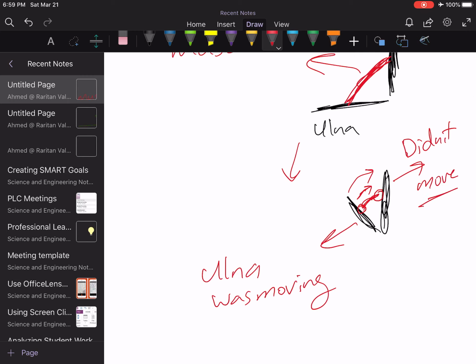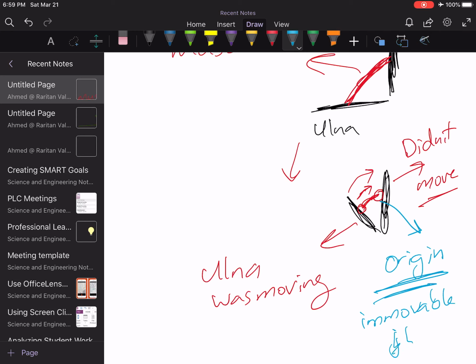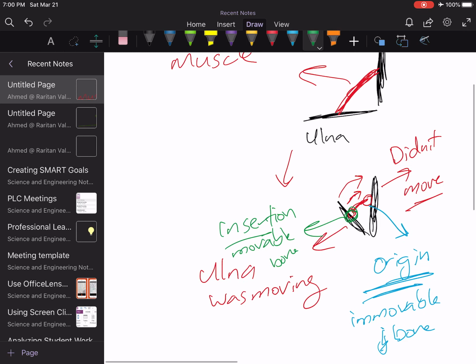Right? So we will call the attachment of this muscle on the humerus the origin. So this is the attachment on the immovable bone. Whereas the attachment on the ulna, we will call it the insertion. Okay? The attachment on the movable bone. So this is the origin and insertion.